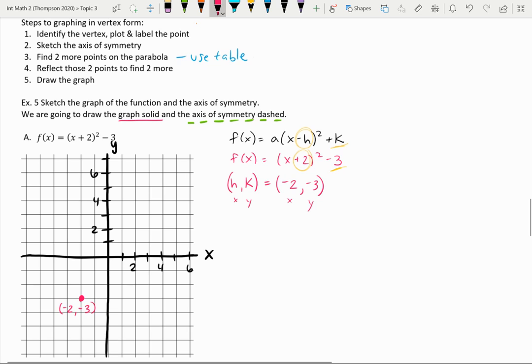Now, part 2 asks for the axis of symmetry. The axis of symmetry is just a line that goes vertically through the vertex. So here's my vertex. I'm going to draw a dashed line going through it. There's my axis of symmetry.